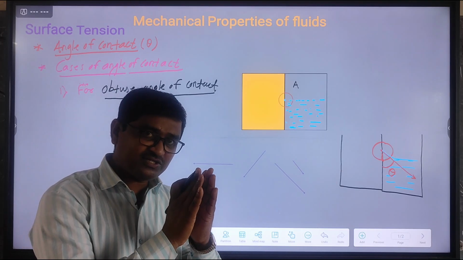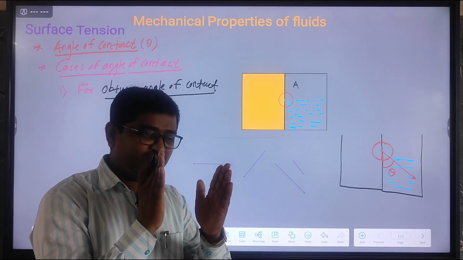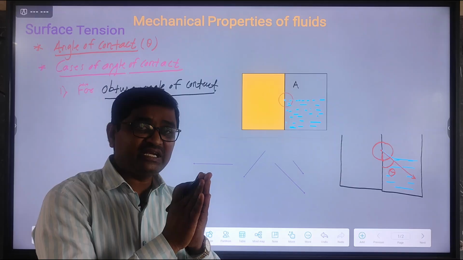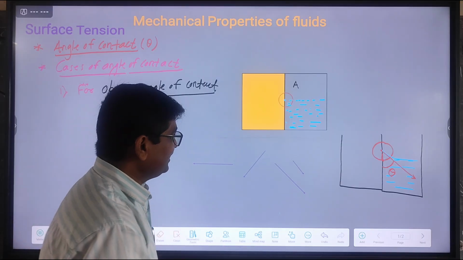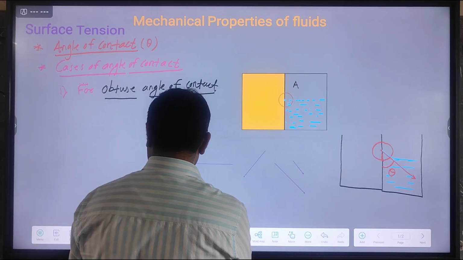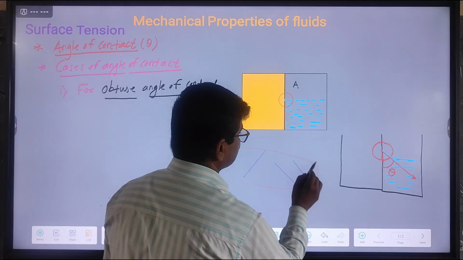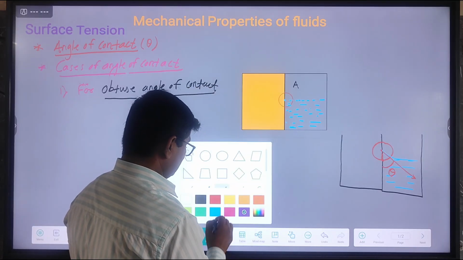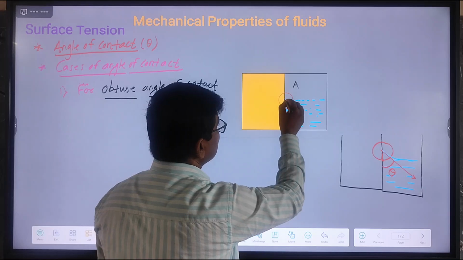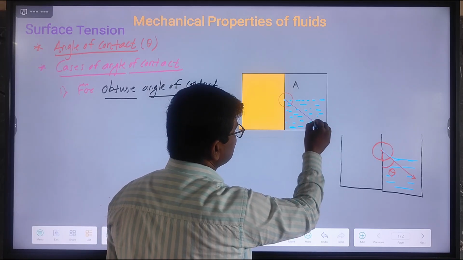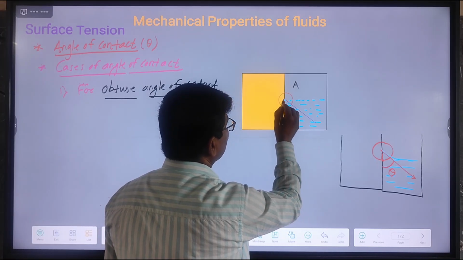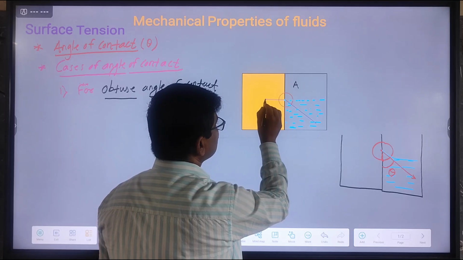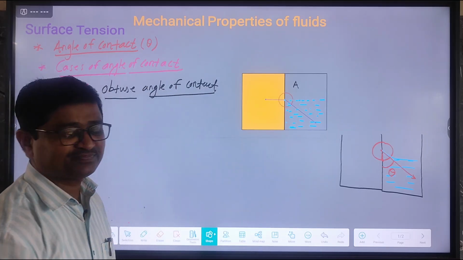Two different substances are contacting together, but mercury does not wet the solid. It means cohesive force is greater and adhesive force will be smaller. So cohesive force is greater than adhesive force.